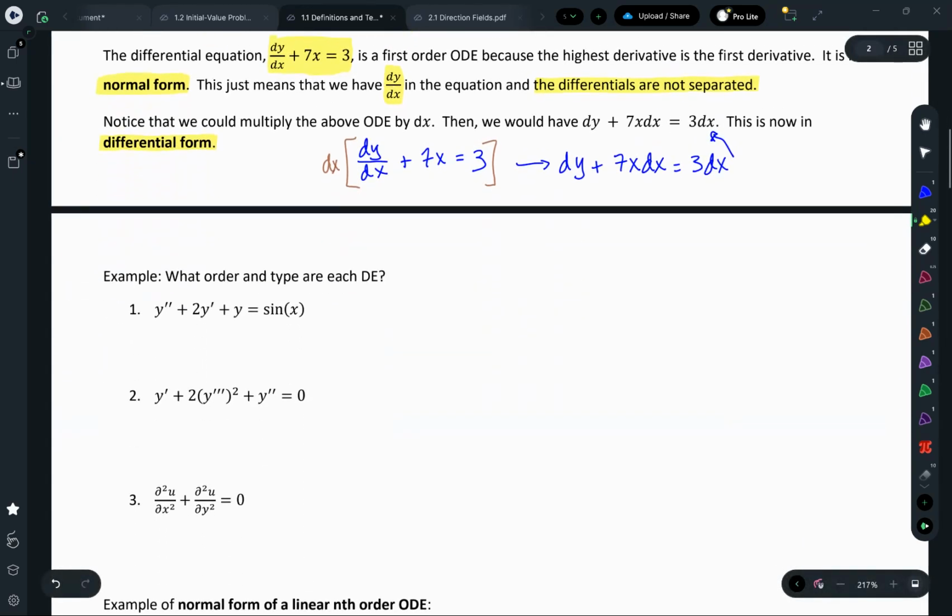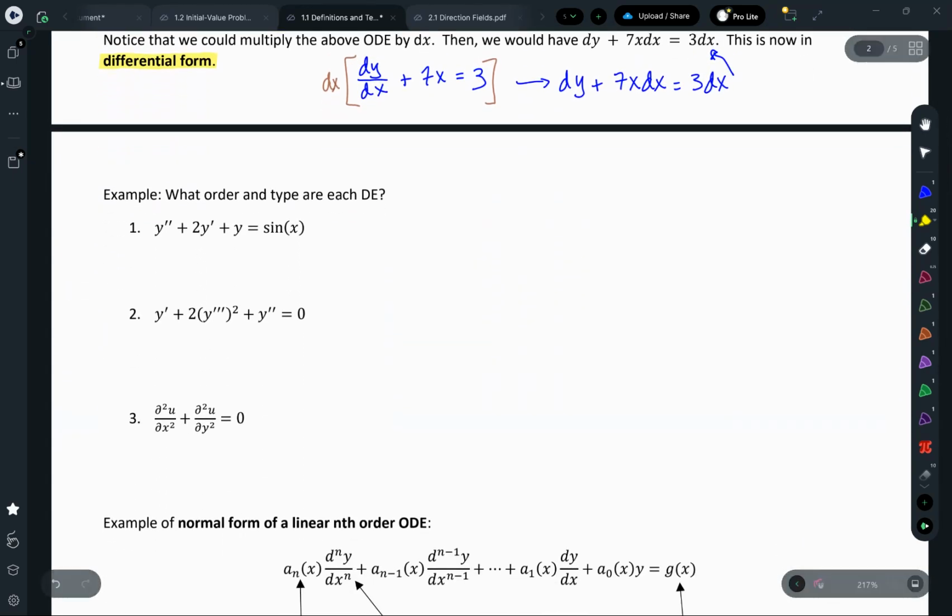Okay, so let's look at some problems. We need to be able to identify order and type. Hopefully these won't be the most difficult problems. Hopefully they'll be fairly straightforward based on the definitions we just went over. In question 1, we want to know what is the order and type of each differential equation.